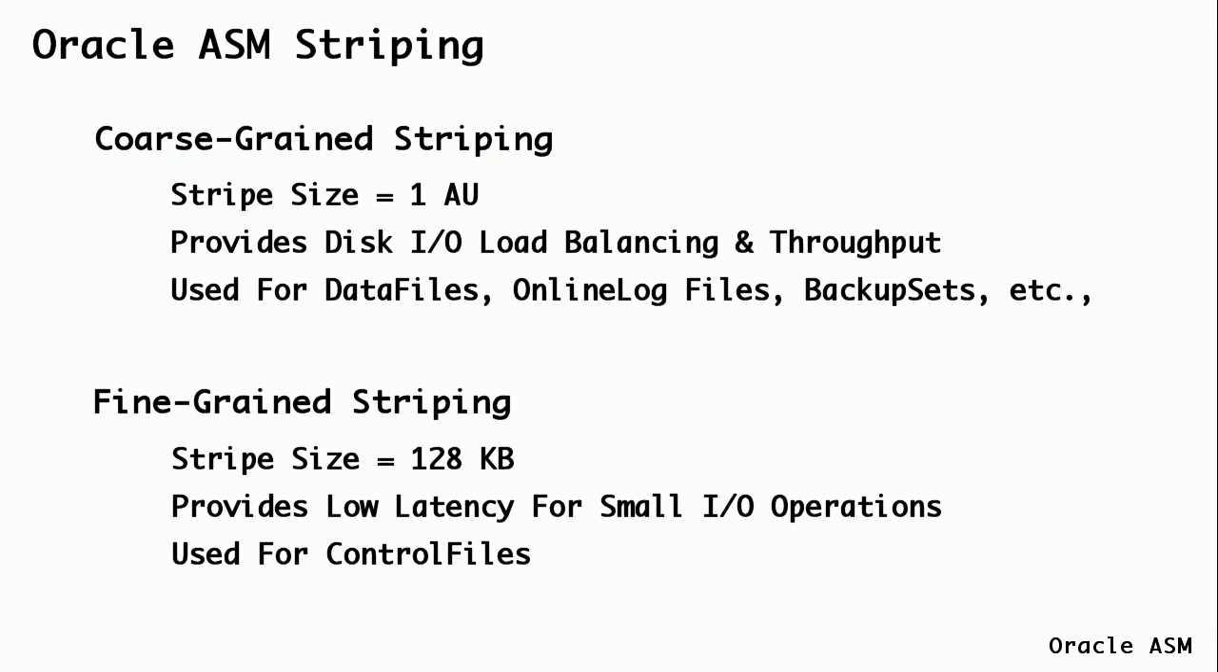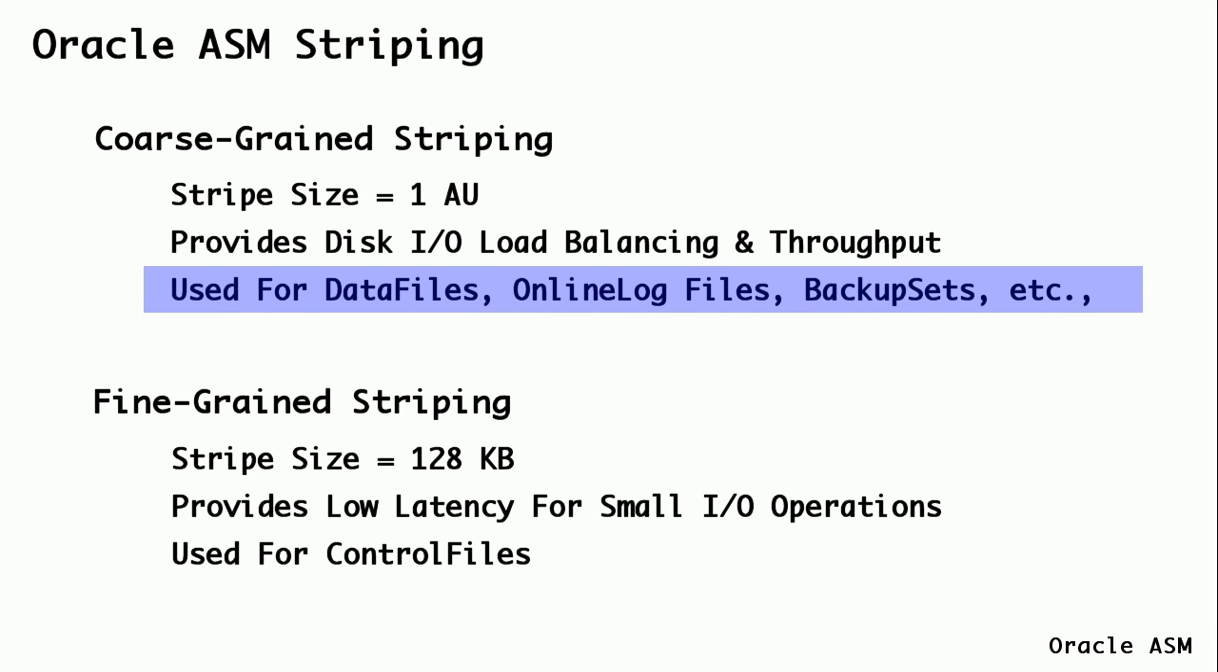Oracle ASM supports 2 types of striping. Coarse-grained striping is done at allocation unit level. Each stripe size is equal to 1 allocation unit size. Coarse-grained striping provides disk input-output, load balancing, and high throughput. Coarse-grained striping is used for database data files, online redo log files, backup sets, etc.